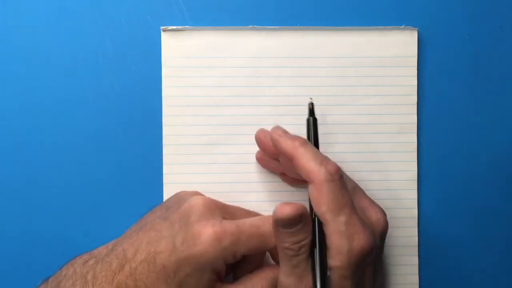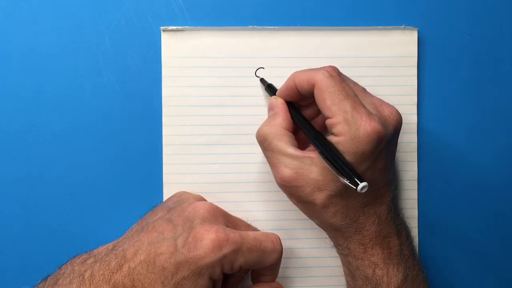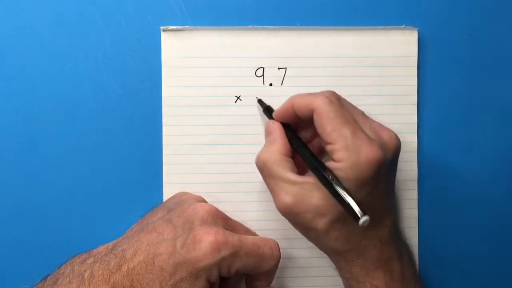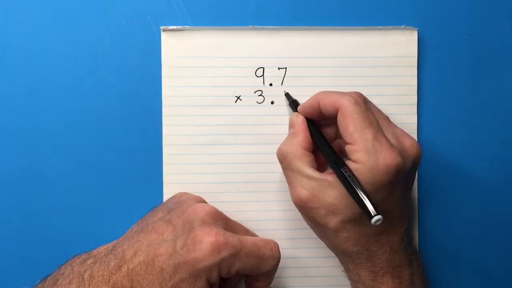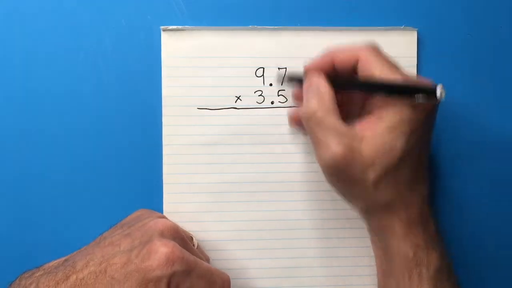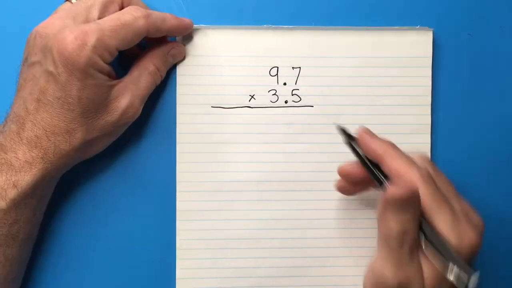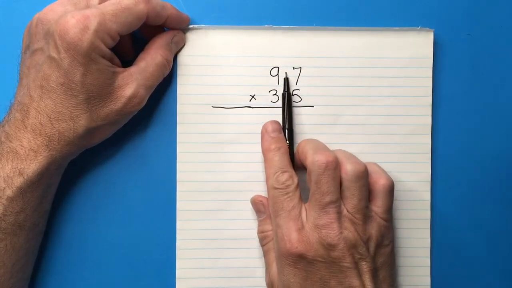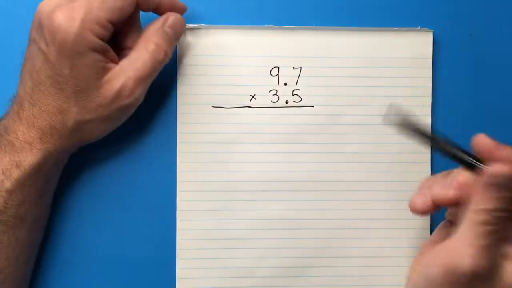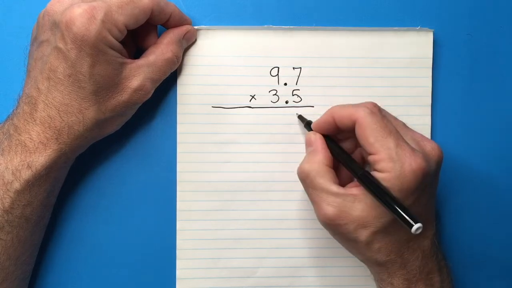So when you're multiplying decimals together, you might have something that looks like this. You might have 9.7 times 3.5. You want to multiply those together. So I'm not going to draw all of my lines like I did before. I'm just going to try and do it like this. So the first thing you do is you don't really worry about the decimals. You kind of look at this like it's 97 times 35. So we'll worry about the decimals a little bit later. So 5 times 7 is 35.